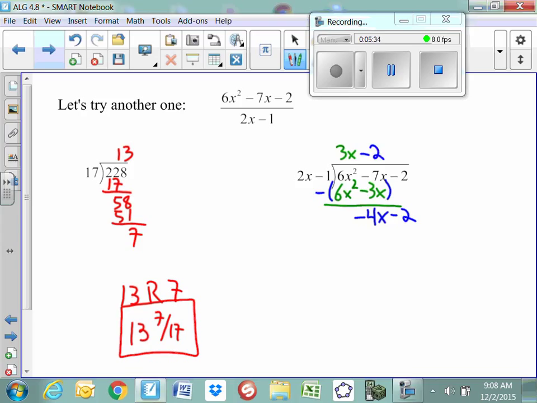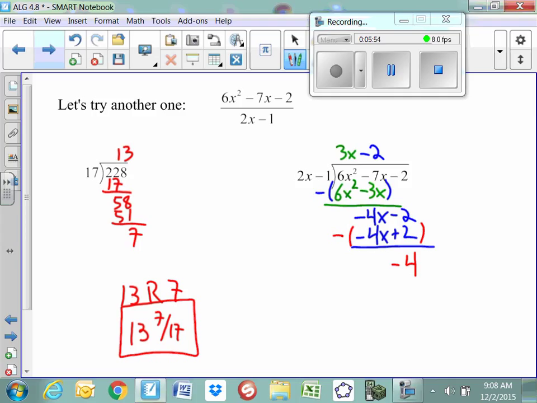Negative 2 times 2x is negative 4x. Negative 2 times negative 1 is positive 2. Be careful. Remember that you are subtracting all of this. Negative 4x minus negative 4x is 0. Negative 2 minus 2 is negative 4. Notice, I have a remainder.